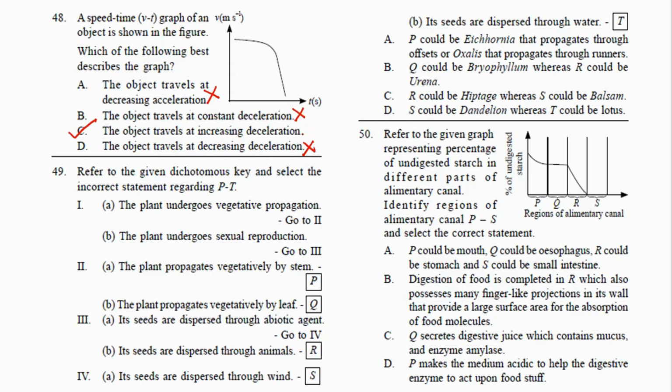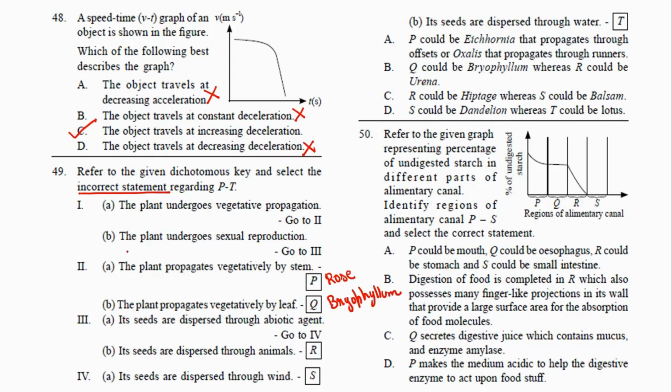Now we come to question number 49. Refer to the given dichotomous key and select the incorrect statement. So we have to find the incorrect statement here. Let's see. The plant undergoes vegetative propagation. Go to 2. The plant propagates vegetatively by stem. So we can take P as rose plant. Correct? The plant undergoes sexual reproduction. Go to 3. So let's go to Q first. The plant undergoes vegetative propagation. The plant propagates vegetatively by leaf. So we can take it as bryophyllum.